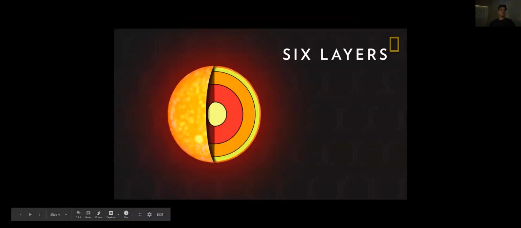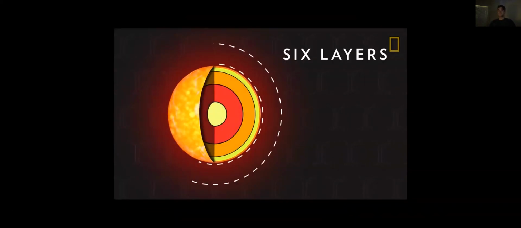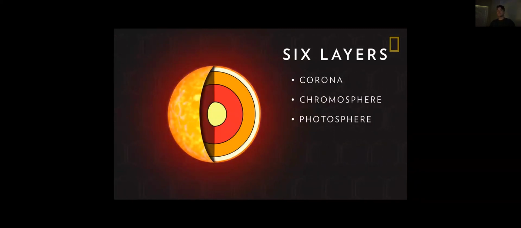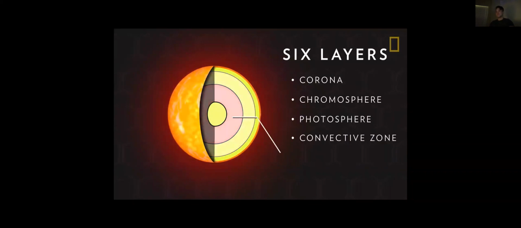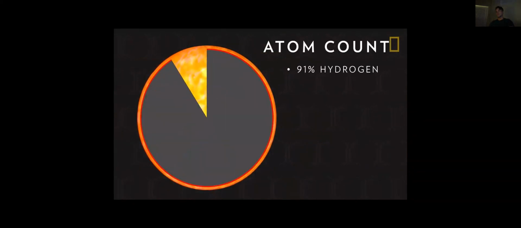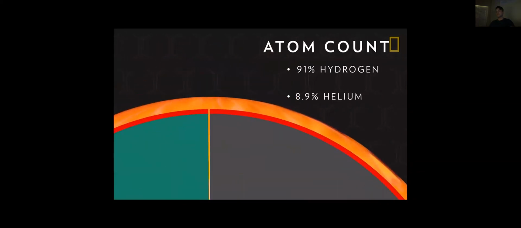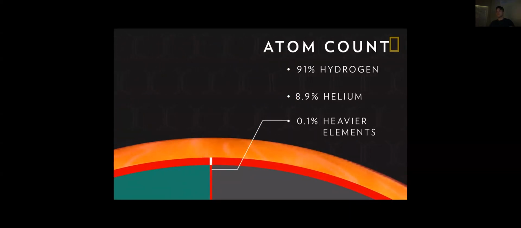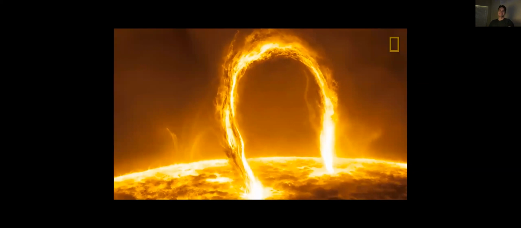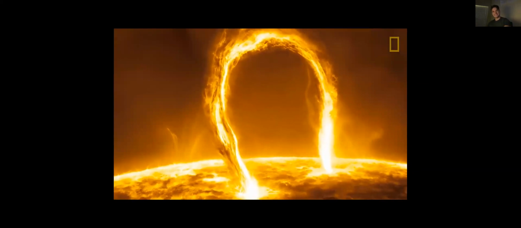The sun can be divided into six layers or regions: the corona, the chromosphere, the photosphere, the convective and radiative zones, and the core. In terms of atom count, the sun is about 91% hydrogen, the sun's fuel, 8.9% helium, and 0.1% heavier elements such as carbon and nitrogen. Due to the sun's extreme temperatures, these elements stay in a gas-like phase called plasma.